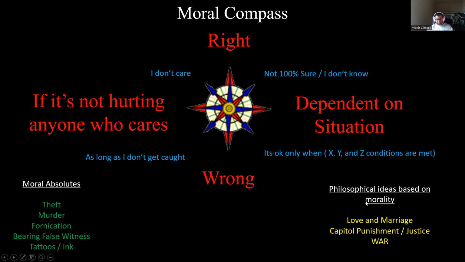And then there's philosophical ideas based on morality, like love and marriage. What is love? That's a good question. What is love? And I have a presentation for that. Marriage. What is marriage? Capital punishment, injustice, right? And war. Is war right? Is war wrong? Depends on the situation. War is only okay when, right? Or do you just not care, right? You don't care. People die. All this falls on a moral compass. And every individual has to deal with this in their life. They have to deal with it. They cannot avoid this.